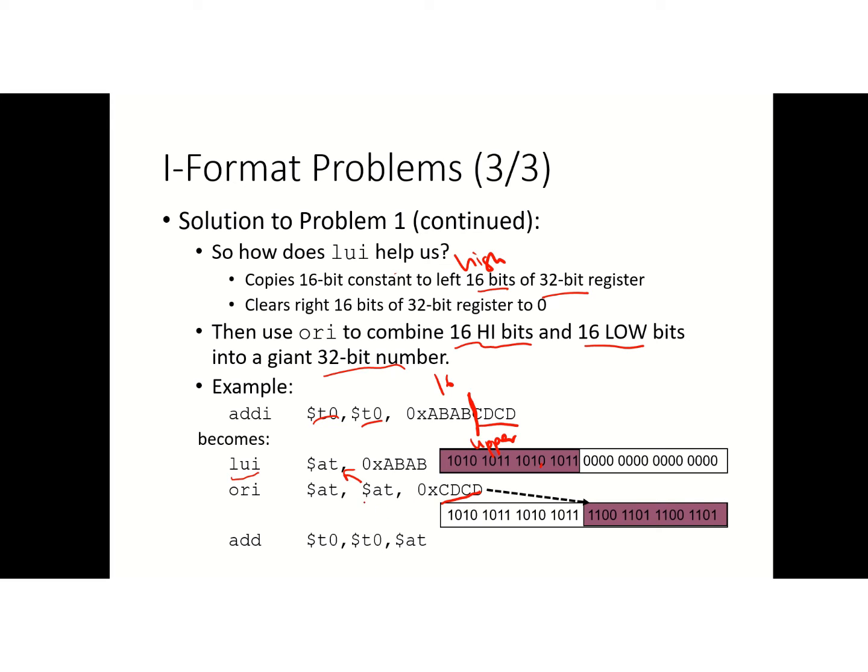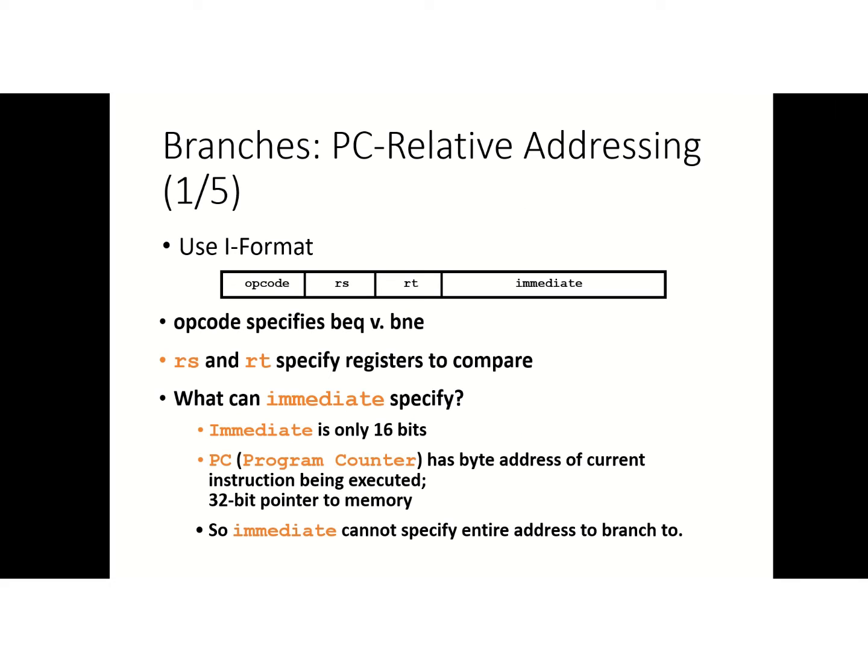Because we are using the previous register to OR the immediate value, the upper 16 bits are not touched, but the lower 16 bits will have the value. So in this case, we can see the first half and then the second half has been filled. So we use ORI to combine 16 high bits and 16 low bits into a giant 32-bit number.